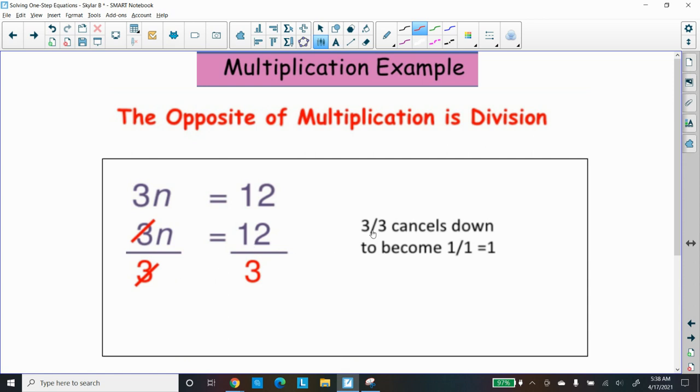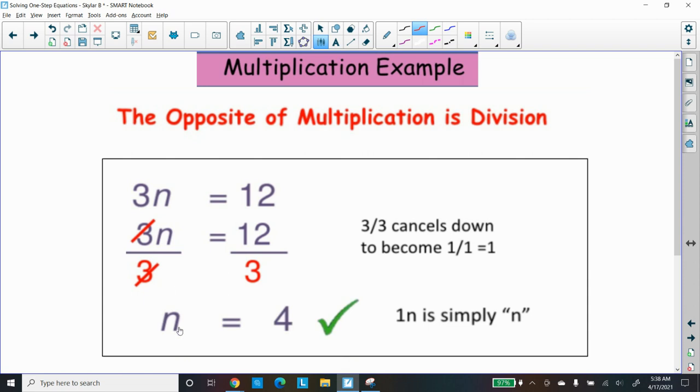So that way the 3's are going to cancel down. Some people say they cancel out, but technically they cancel down to 1 because 1 divided by 1 is really 1, and 3 divided by 3 is 1. So what I will have left is a 1 times n, which is just really n.